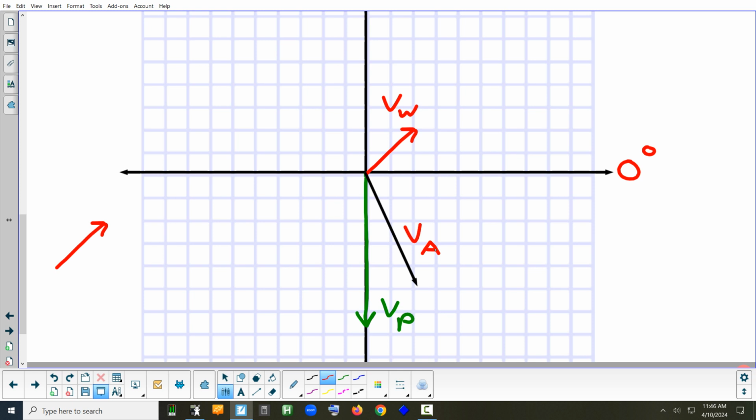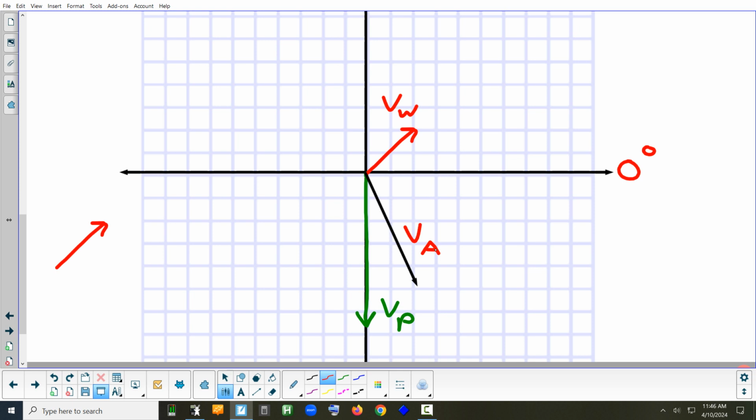Is it going faster with the wind or slower? Slower. It's slowing it down. The plane's trying to go south, and the wind is coming at it at an angle. The wind is trying to blow it northeast, so the wind is going to slow it down a little bit, and it's going to blow it off course a little bit, unless they correct for that. But if they don't correct for it, the wind is going to take it off course a little bit.